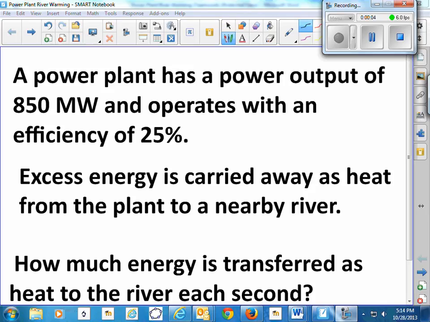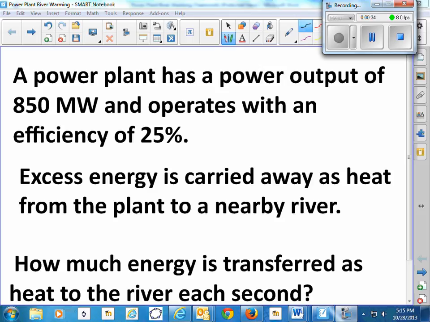This video clip explains how to use what we've learned about heat capacity to see if putting a power plant on the San Juan River would be a problem with heating up the river water too much. So let's say it's an 850 megawatt power plant operating with an efficiency of 25%. The nearby river is used to carry away excess heat. So how much heat is transferred to the river each second?